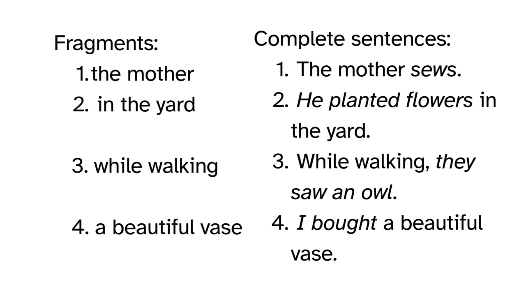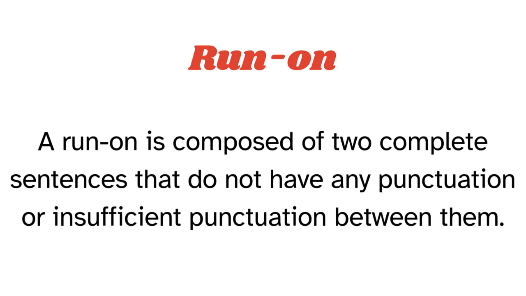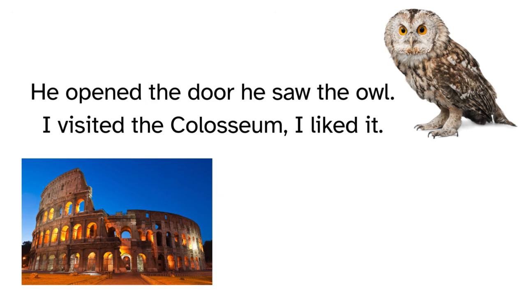Examples. The mother sews. He planted flowers in the yard. While walking, they saw an owl. I bought a beautiful vase. Run-on. A run-on is composed of two complete sentences that do not have any punctuation or insufficient punctuation between them. Examples. He opened the door, he saw the owl. I visited the Colosseum, I liked it.